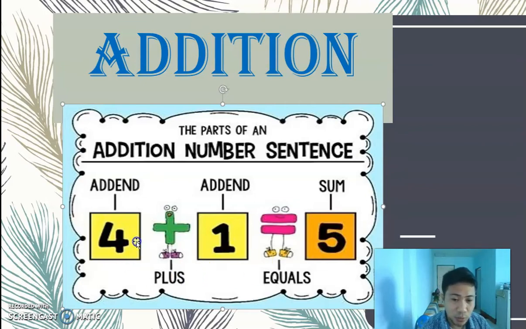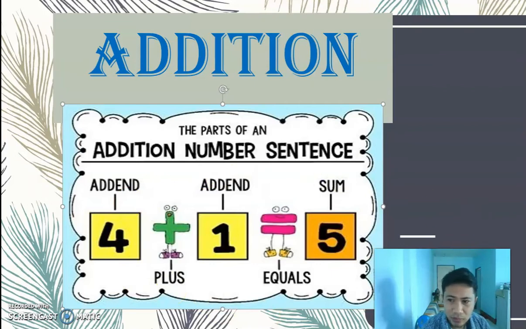So sum is the answer of addition. And the two numbers that we're adding, we call them addends. And of course, we have here the equal sign and the plus sign, or the plus symbol. So again, the parts of your addition sentence are addends, the plus, the equals, and sum. This addition sentence is written in what we call the horizontal way.